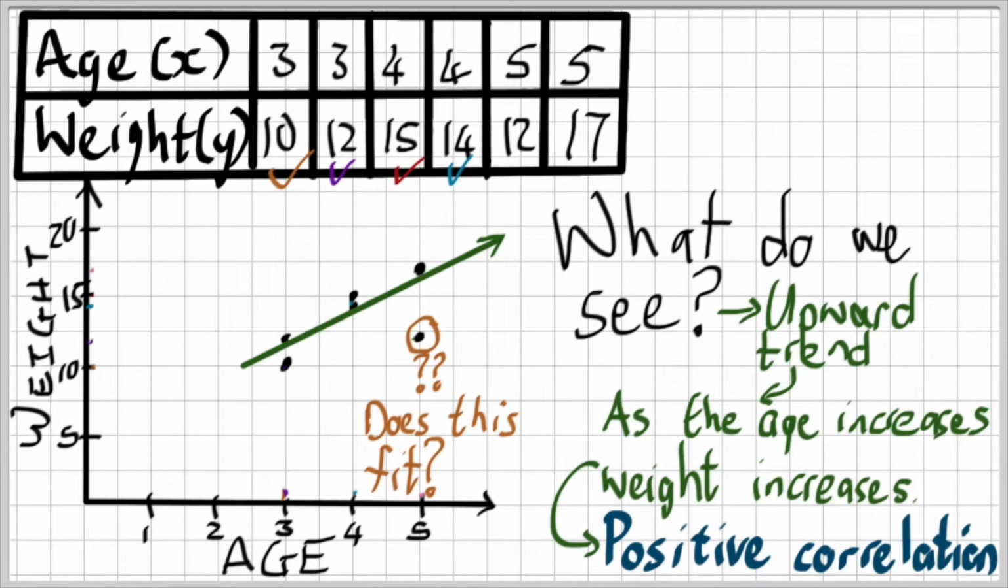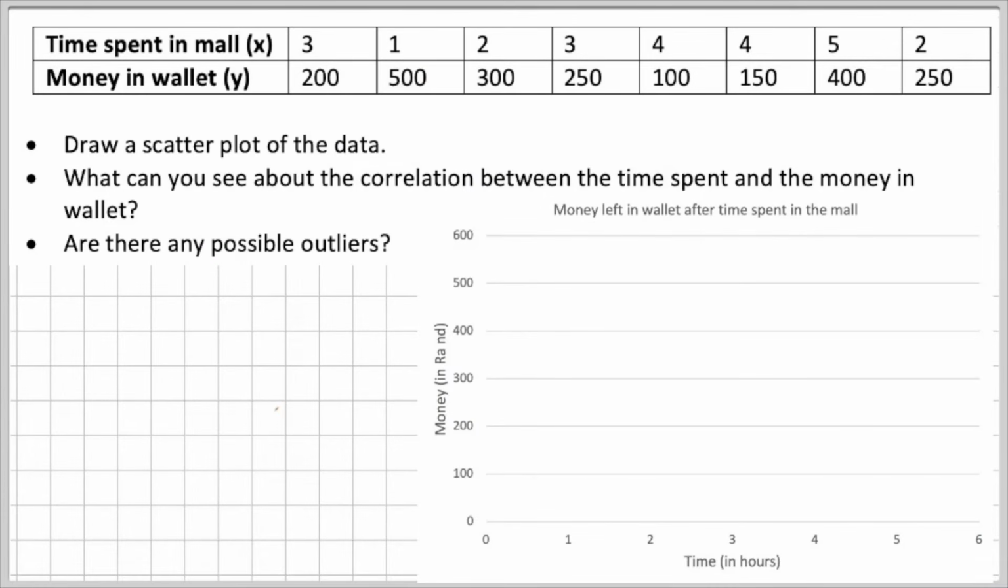It's a bit dodgy, I'm going to be honest. It's kind of on the barrier there. There is actually a formula to see whether that is an outlier or not, but we're not going to go there. But I want you to start thinking about that. Does every set of coordinates fit? Well, in this case, I'm not saying yes or no definitively. Let's look at the next example.